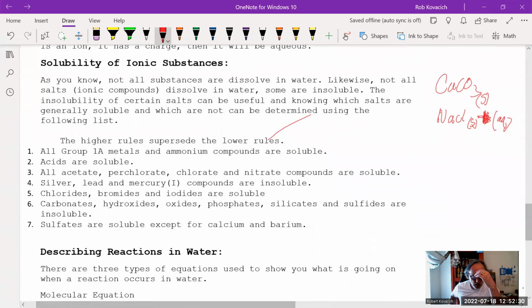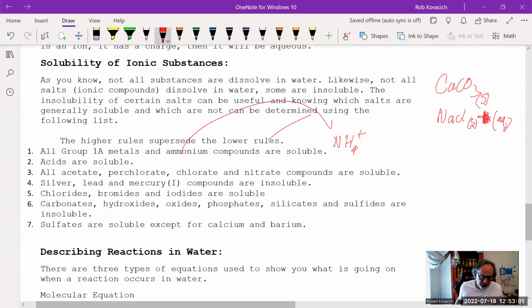All right, so group 1A metals and ammonium compounds are soluble. So if I look at my periodic table, group 1 starts with lithium, goes down to francium. So all of those things are soluble. And that's just a rule. If it's got Na on it, it will dissolve. And the same thing goes with ammonium compounds, which is the polyatomic ion NH4. So if you see a substance and it has NH4 in it or any of those group 1 metals, when it goes into water, it will dissolve.